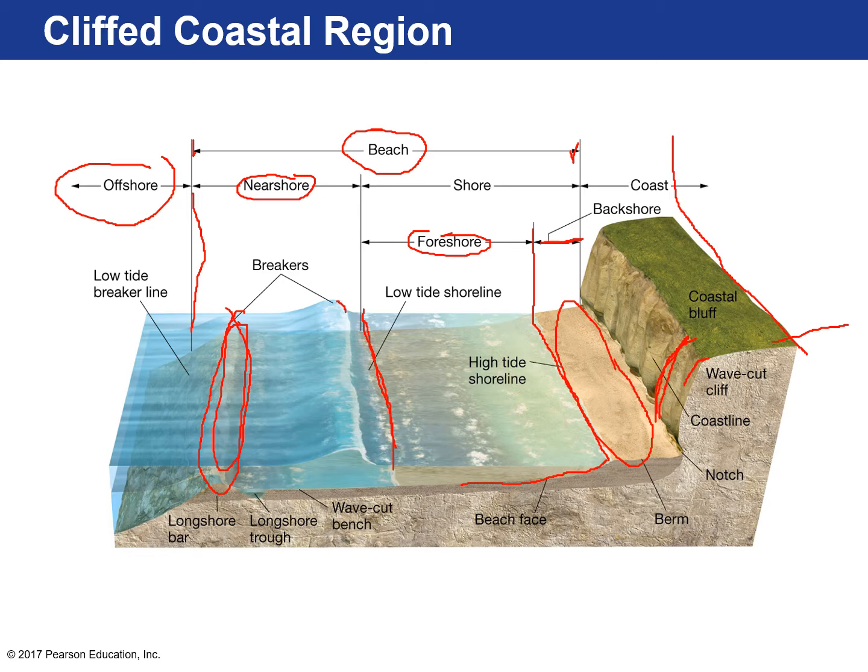Okay, and then this is the longshore trough. All right, so if you go out a little further, this might be a low-lying area before you run into the longshore bars, which we've talked about. And then this flat area here is called the wave-cut bench. All right, that kind of sums it up.